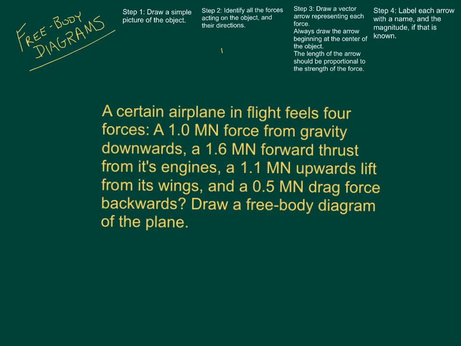Let's try one more example. We have a certain airplane in flight that feels four forces. It's got a 1.0 meganewton, that's million newton, 1.0 meganewton force from gravity downwards, a 1.6 meganewton forward thrust from its engines, a 1.1 meganewton upwards force from its wings, that's the lift force, and a 0.5 meganewton drag force backwards, that's basically friction between the plane and the air. Draw a free body diagram of the plane.